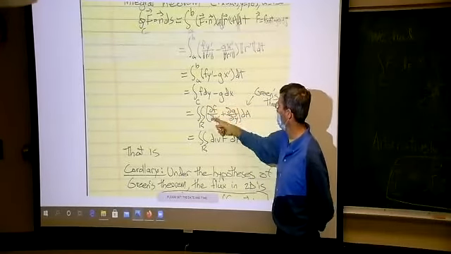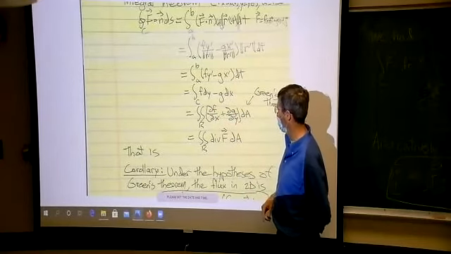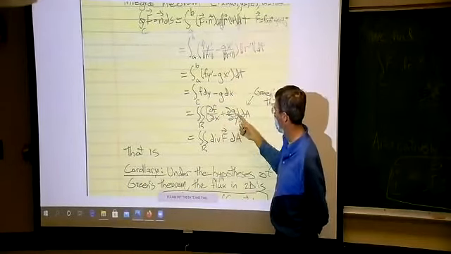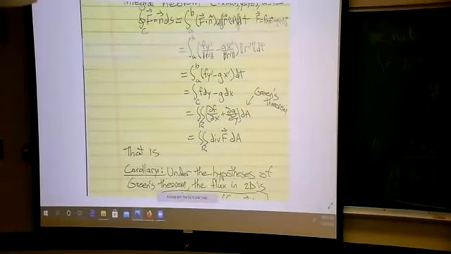But now what's this? Maybe you remember what this is. This is what we call the divergence. We introduced the divergence before, which is del dot the vector field. And I should move this over one more time.